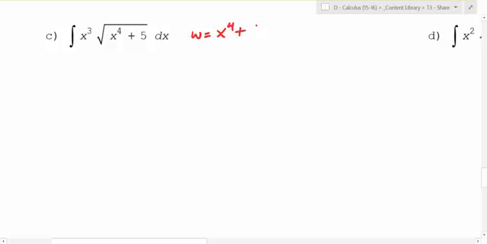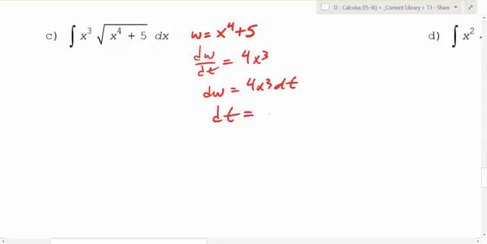X to the 4th plus 5. Okay, you guys try doing this all by yourself. So maybe you got dw/dx is equal to 4x cubed. So dw is equal to 4x cubed dx. Oh, dx, thank you. It is dx. Sorry, thank you for that good catch. It is definitely dx. So what does dx equal? dx equals dw over 4x cubed.